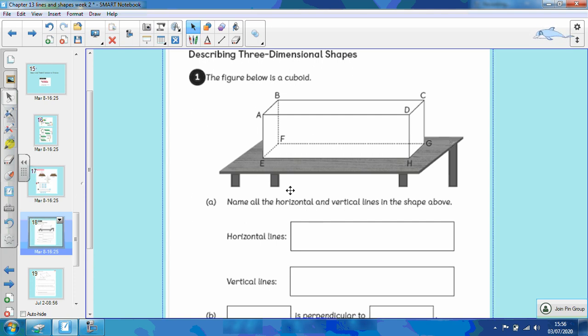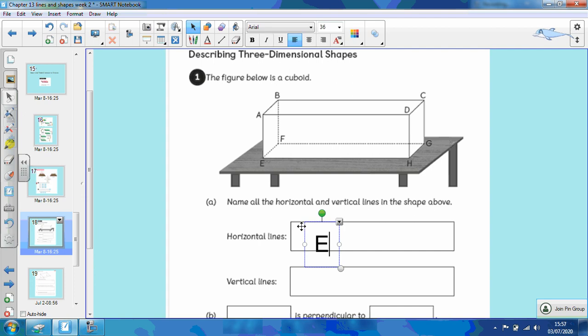Can anyone see a horizontal line? I know that a horizontal line is parallel to the floor, also to the table here. So I can see that this line here, we'll call that EH, is horizontal. So I'll just put EH, capitals, in there. That's not the only one.